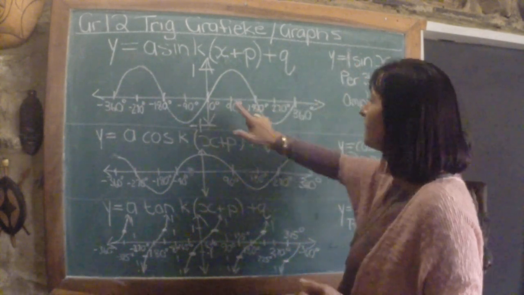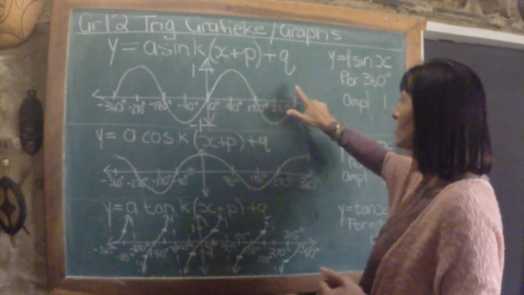If it's a negative sin function, it's going to go down first. It's going to look like that.